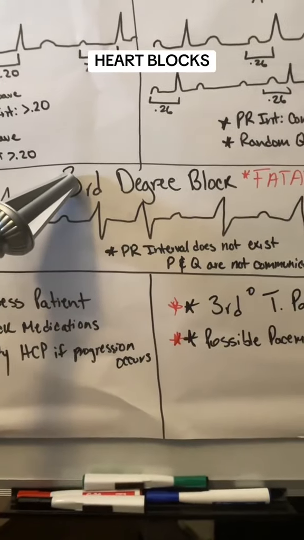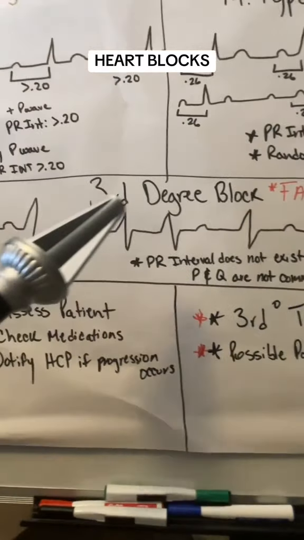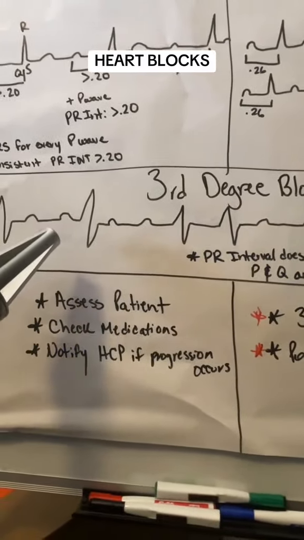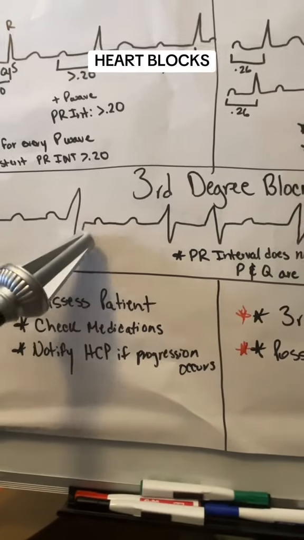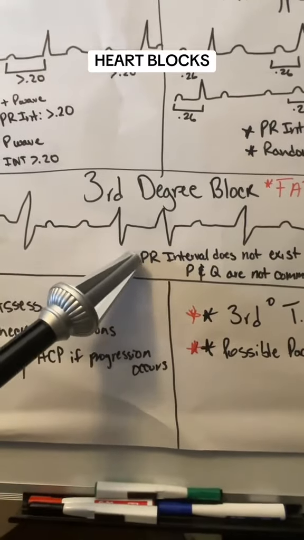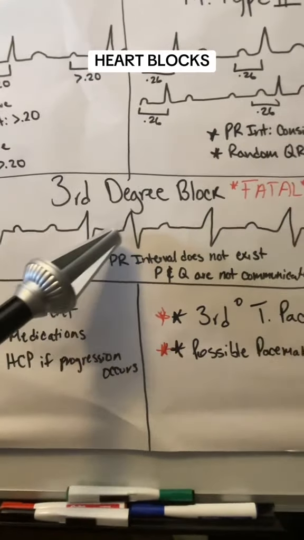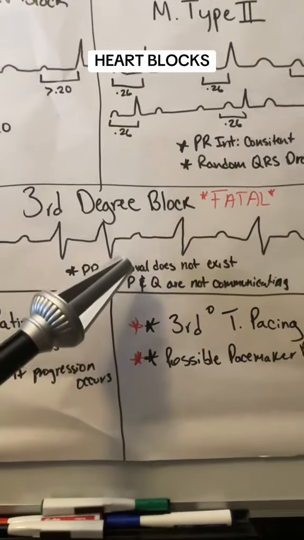Now let's talk about our third degree heart block. This is fatal, also known as total heart block. Your healthcare provider must be notified for this rhythm. Now our P wave and our QRS complex are no longer communicating, so we do not have a PR interval. Your ventricle is beating on its own and your atrium is beating on its own with no rhythm. This will be a slow rhythm.